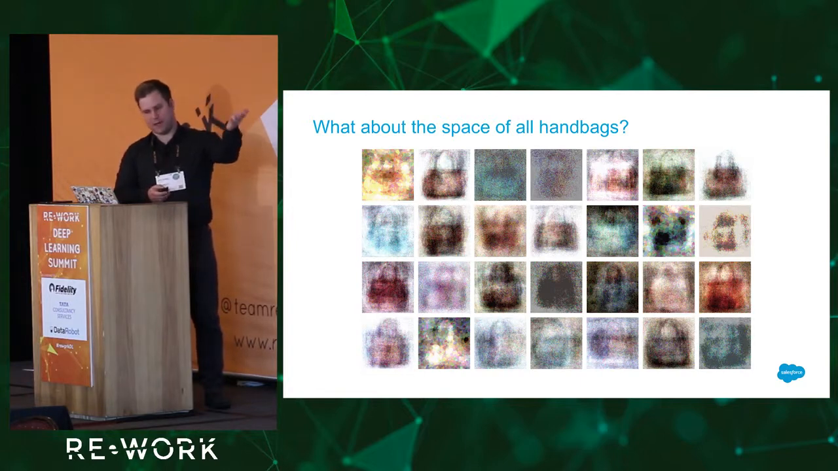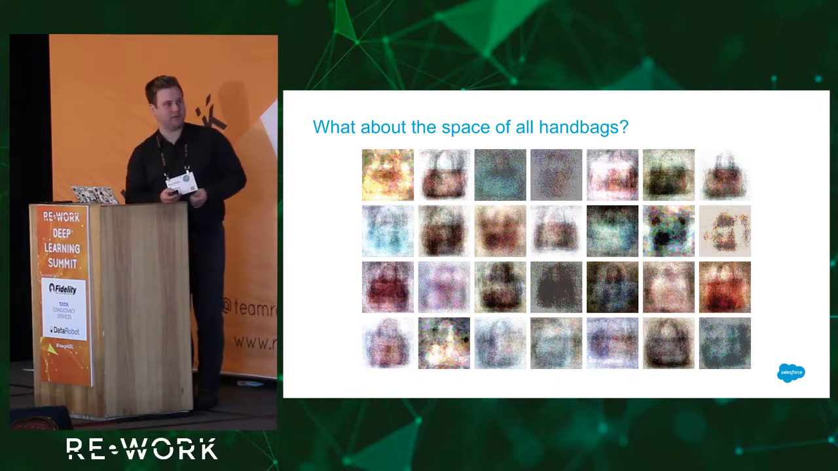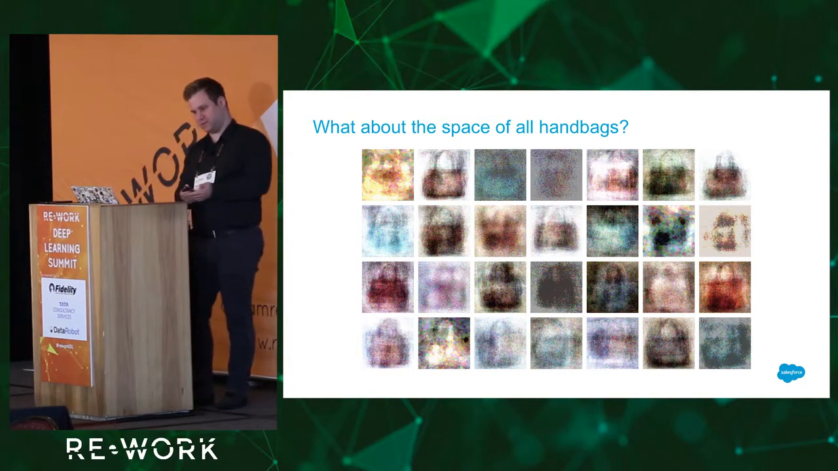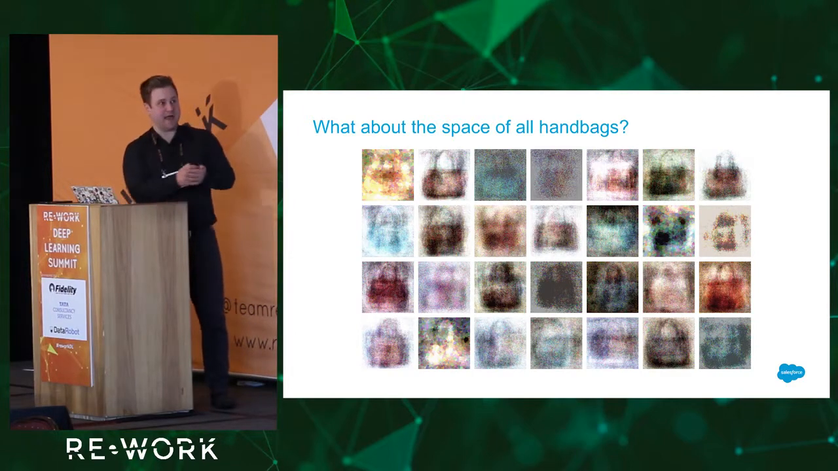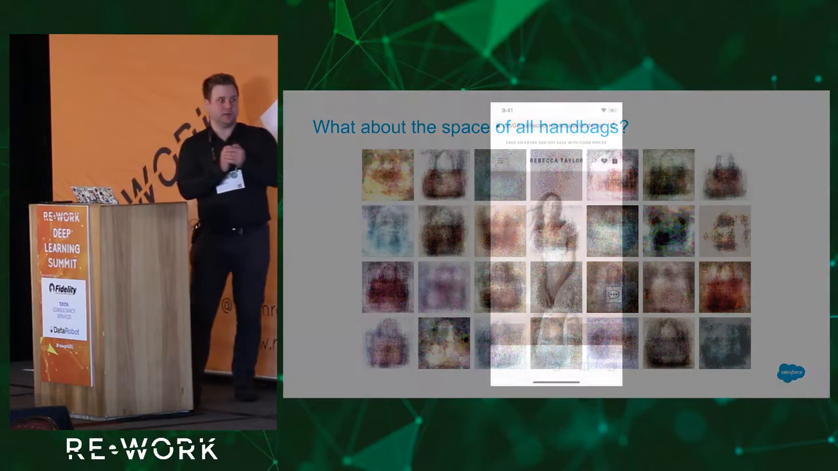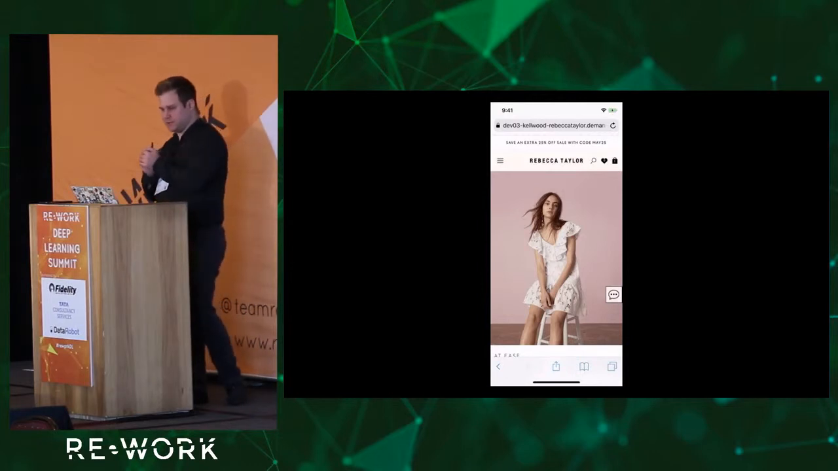So more to the point, can we model the distribution of all man-made products? Here, you'll see the image space we've sampled of all images of handbags. And this is what it would look like if you could do that. And in essence, that's what we've done. So here's a quick demo of what we've built.